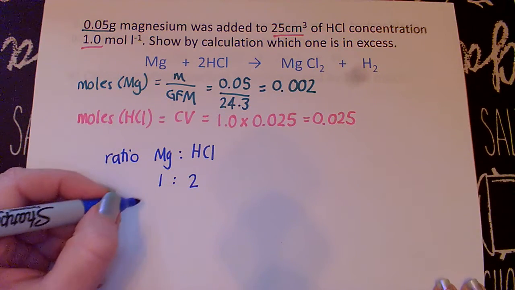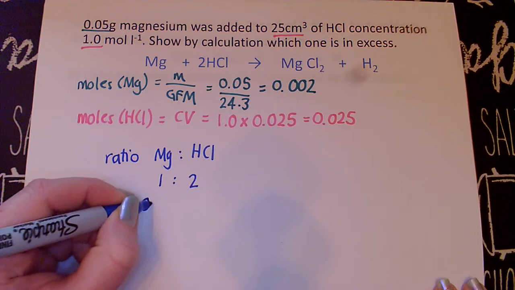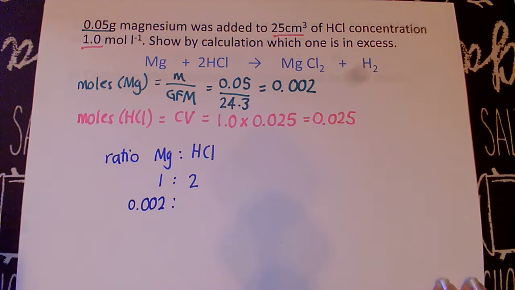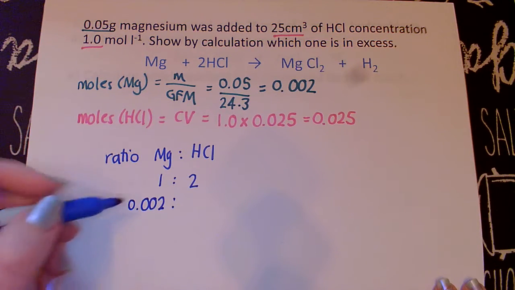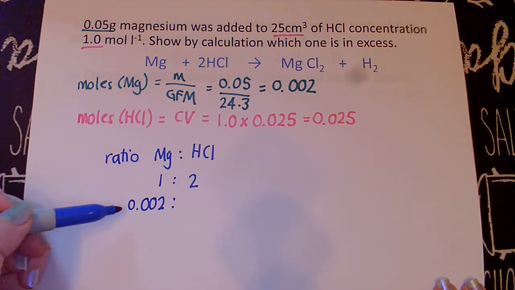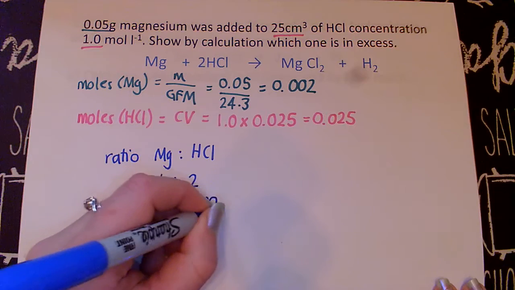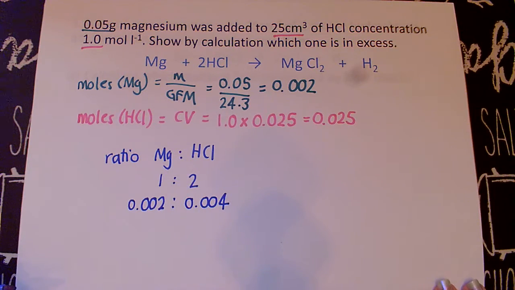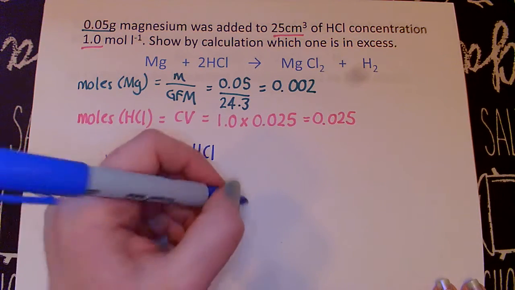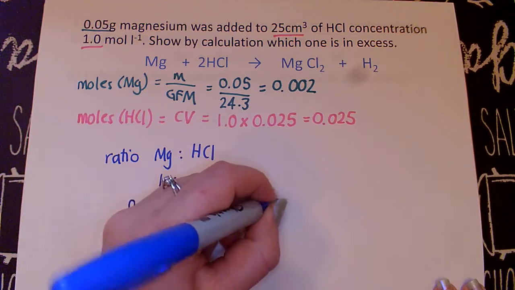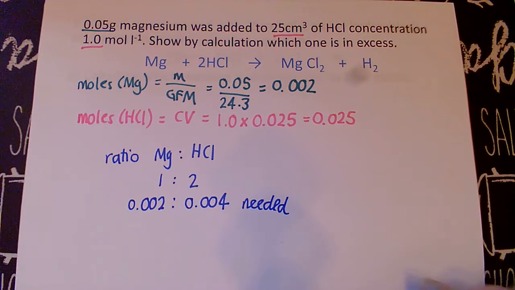So if I say that we've got 0.002 moles of magnesium, how many moles of hydrochloric acid will I need to react with that? So my ratio is 1 to 2, but I've actually got 0.002, which means I would need 0.004 moles of hydrochloric acid. So that's how much I need.